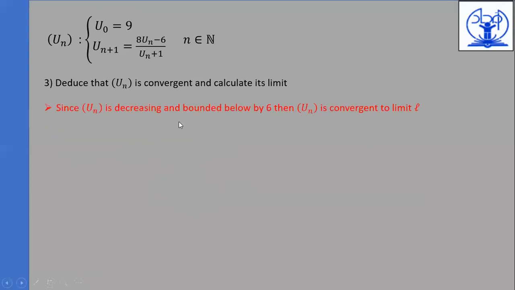So since un is decreasing and bounded below by 6, then un is convergent to a limit L. Do not forget it. It's very important to write the condition on L. You will see why. L has to be between the first term and the lower bound.